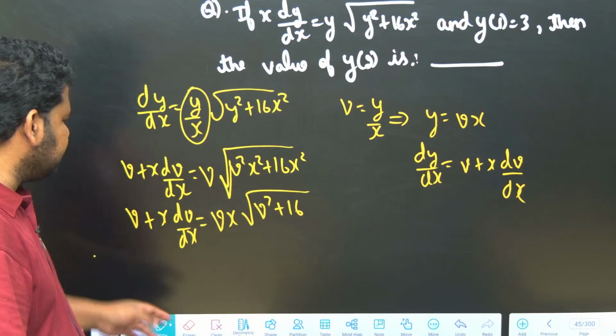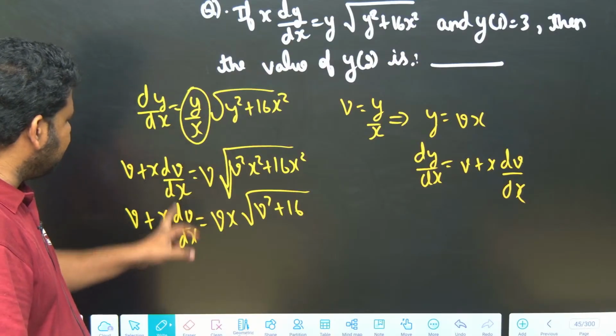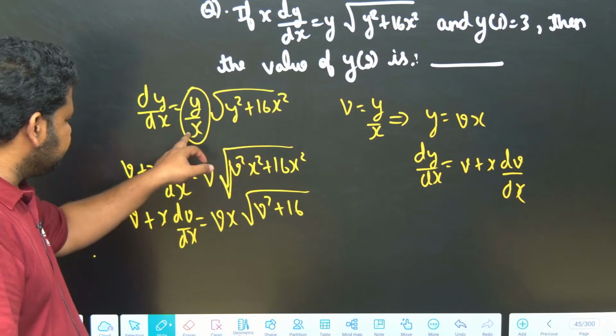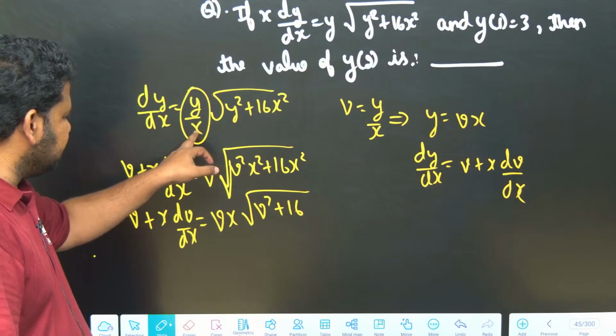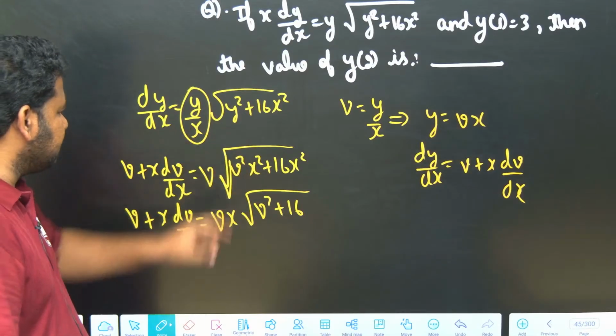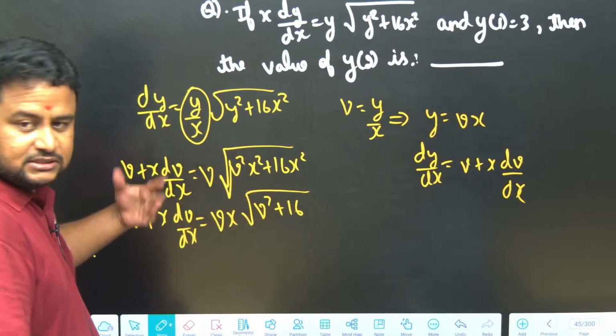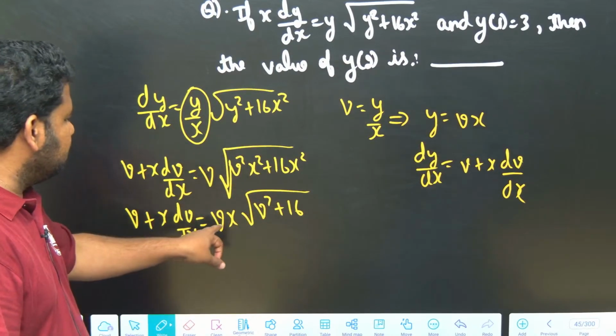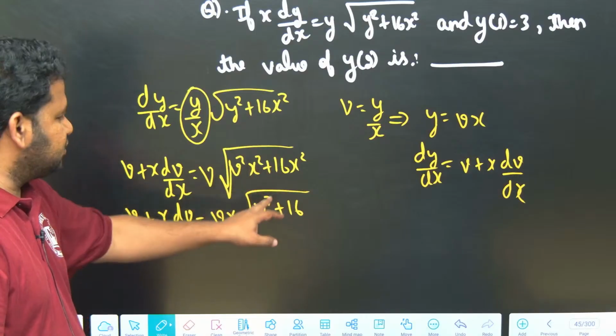So what can I do here? Further, if I want, y is equal to vx is there, so this x I can send inside. If I send this x inside, v square will become 16. Okay, same thing only you will get. So v into x into square root of v square plus 16 is there.